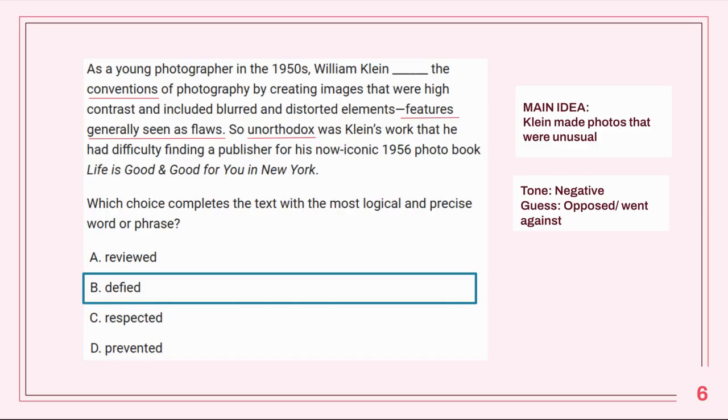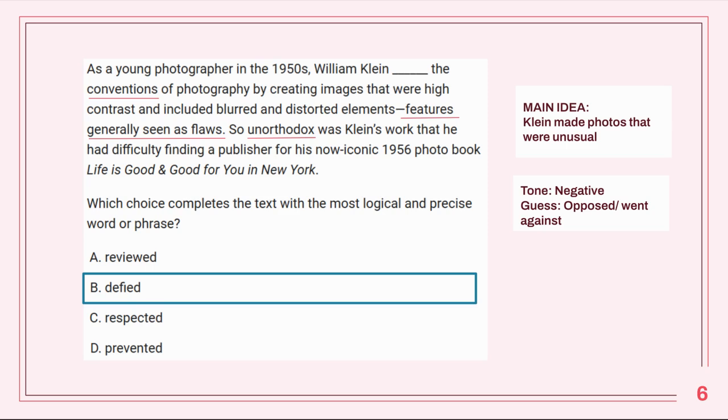A, reviewed. That doesn't really make any sense. Reviewed is like you're looking over the conventions. No, he's defying them. So reviewed is sort of like a neutral word. That means he's not really doing anything to the conventions. He's just reviewing them. That doesn't really make a lot of sense in this context.